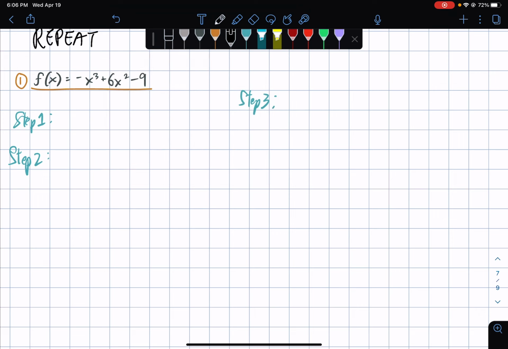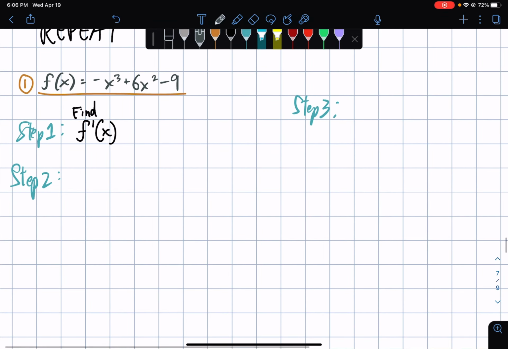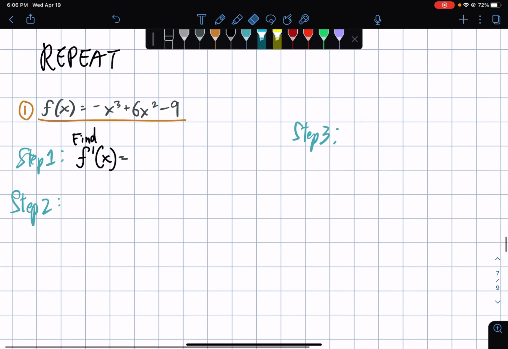Step 1 is basically, you just have to find the derivative of whatever is given. I'm pretty sure in my previous videos, one of them at least, they talked about how to find the derivative given something like this. So that's exactly what we ought to do right now. So 12x. So this is the derivative already.